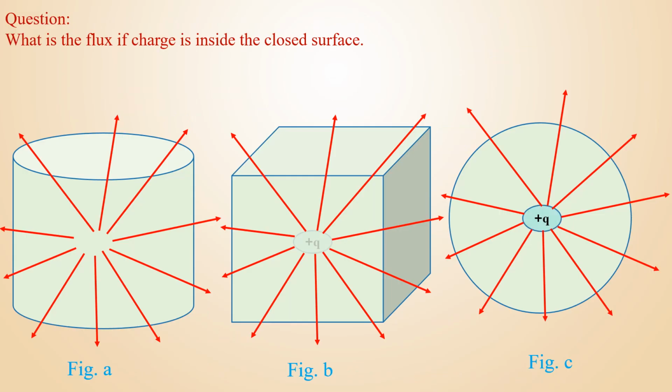Now solve question number 2. What is the flux if charge is inside the closed surface? In figure A, plus Q charge is placed inside the closed surface, which is cylindrical in shape. In figure B, plus Q charge is placed inside the closed surface, which is a cubical shaped surface. In figure C, plus Q charge is placed inside the closed surface, which is a spherical shaped closed surface.